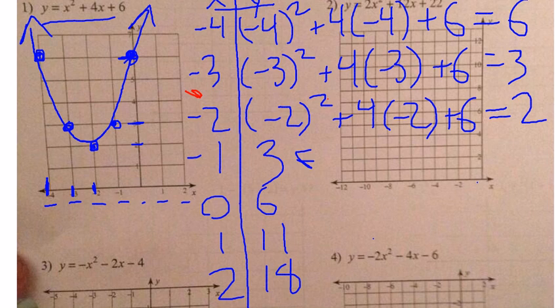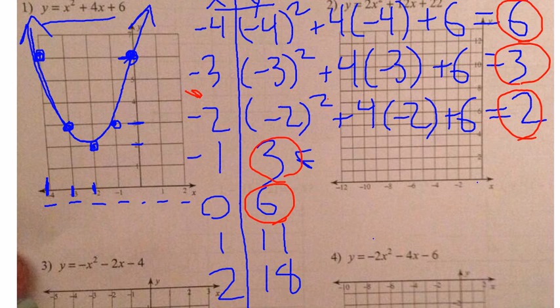Notice one way to check to make sure you're doing this right. If you look at these y values, you've got 6, 3, 2, 3, 6. You've got that symmetry where it goes down and then it goes back up, and the values repeat. So 6, 3, 2 is the minimum, and then it goes back up, 3 and then 6.